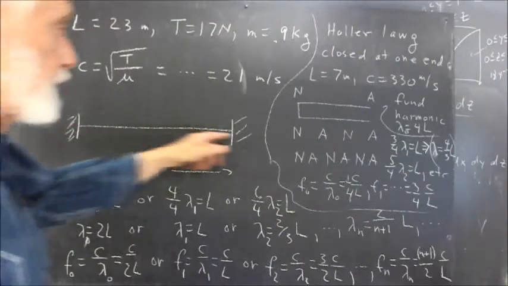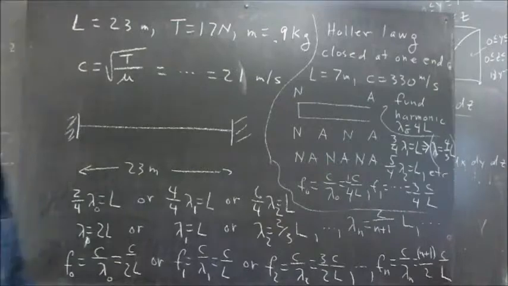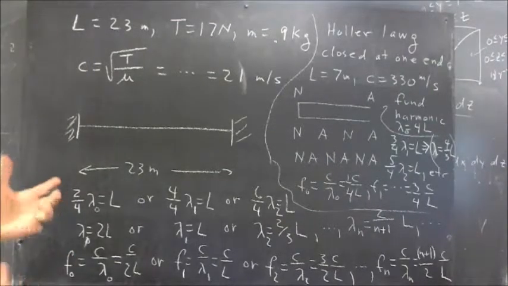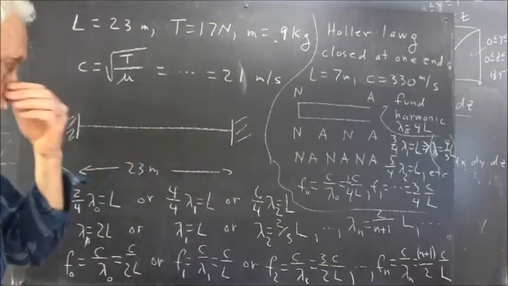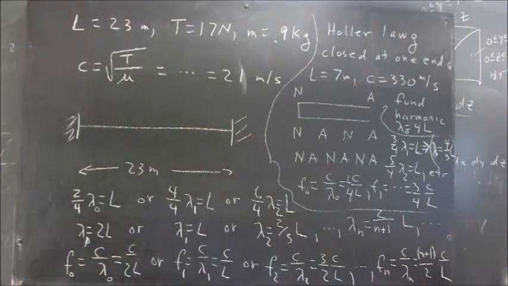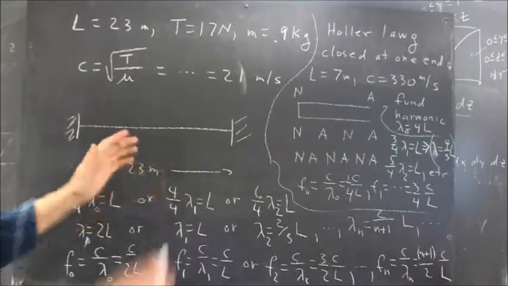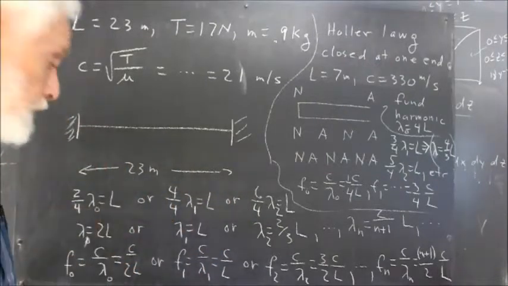So here's a picture of the slinky. It's fixed at both ends. It's 23 meters long. Now the question is, what are the frequencies of the first three harmonics that you would get in this slinky? In other words, what are the frequencies of the first three oscillations? The one with the longest wavelength, the one with the next longest, and the one with the next longest.